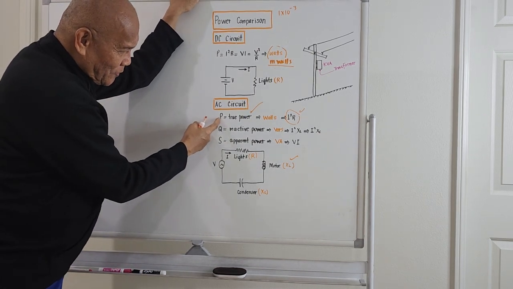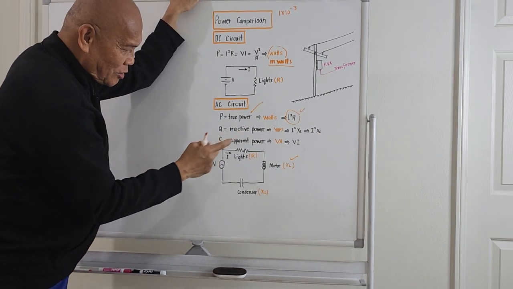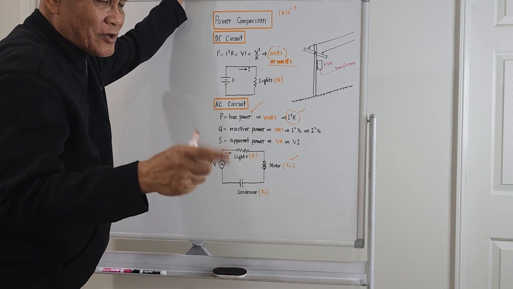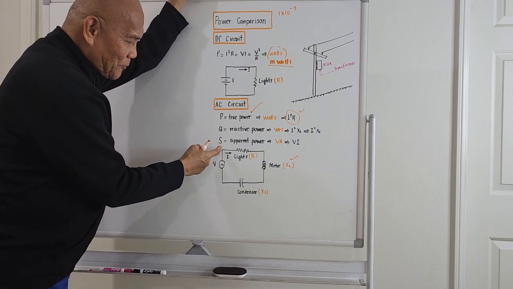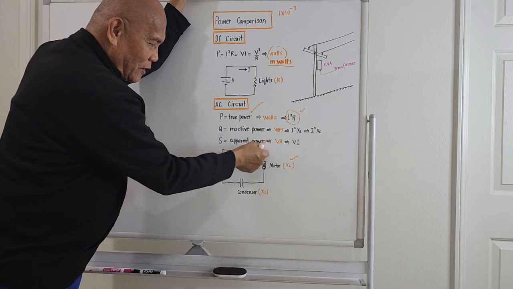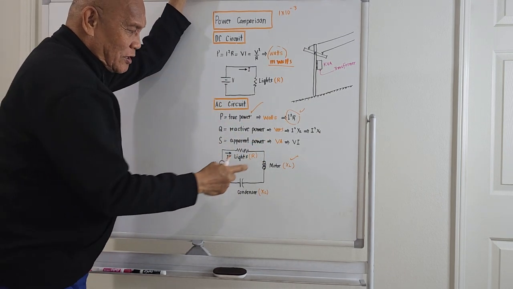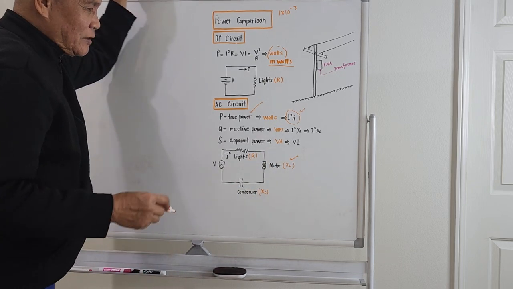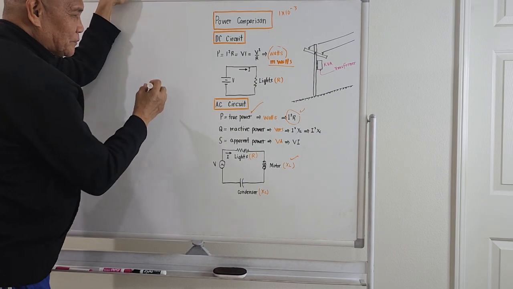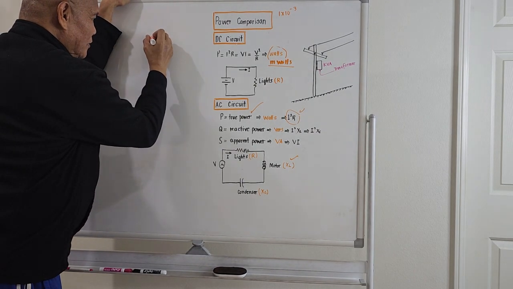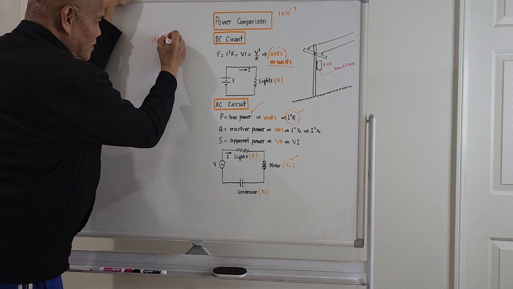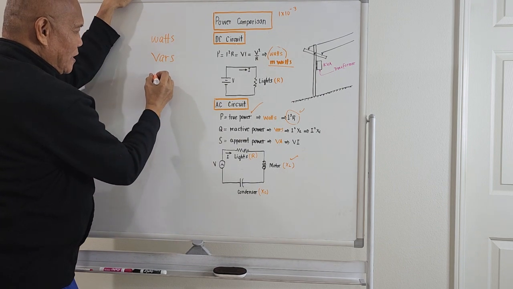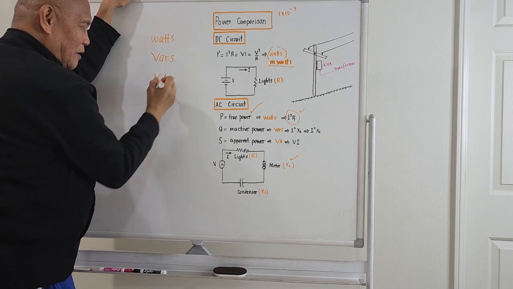The first one is letter P, true power. The second one is Q, we call it the reactive power. And the biggest power under an AC circuit is designated by capital letter S, and we call this apparent power. The unit of this is volt ampere. So for AC circuit, the true power is watts, the reactive power is bars, and the apparent power is volt ampere.